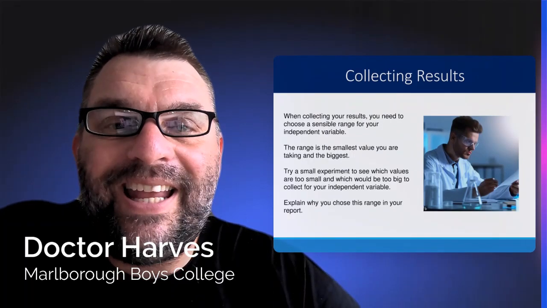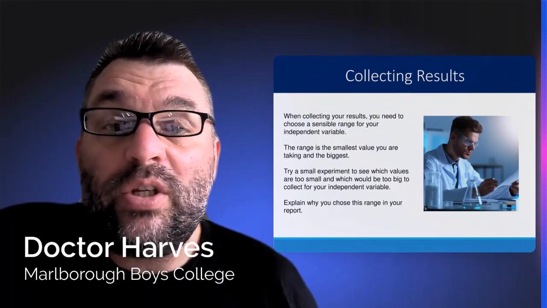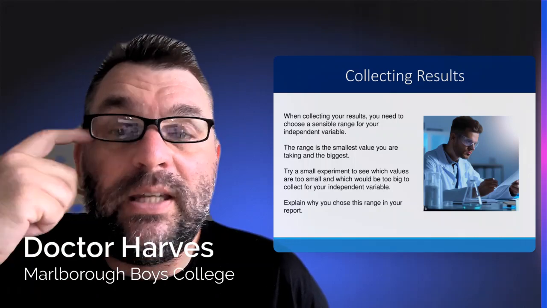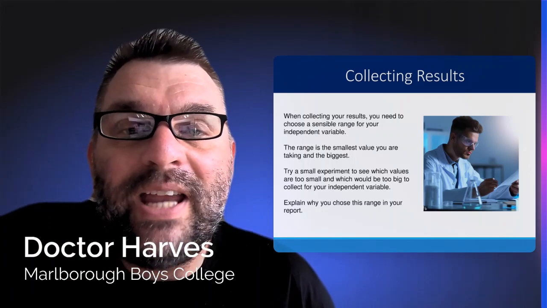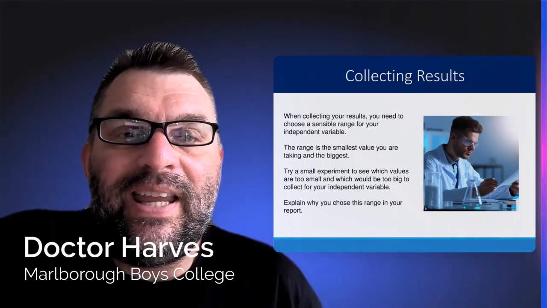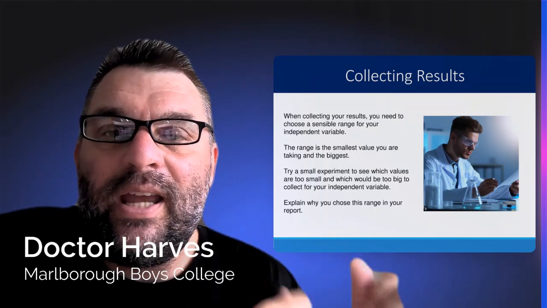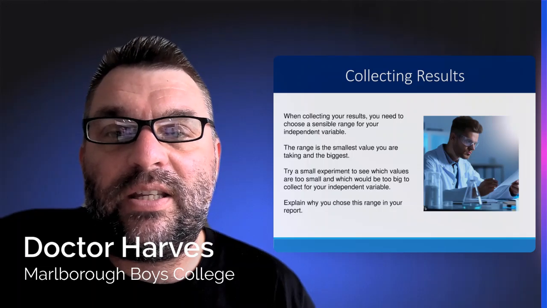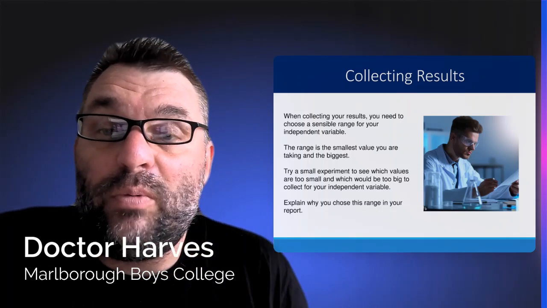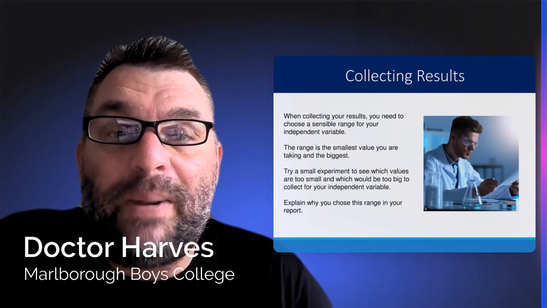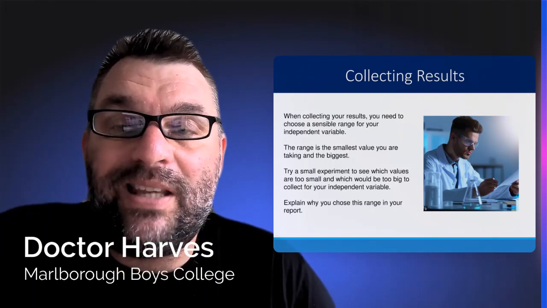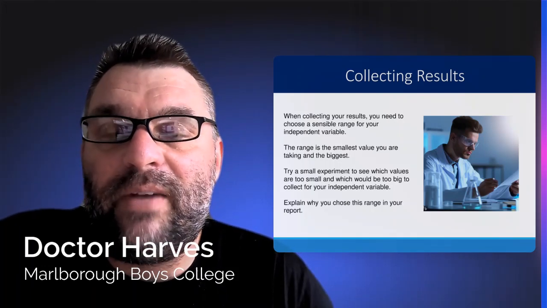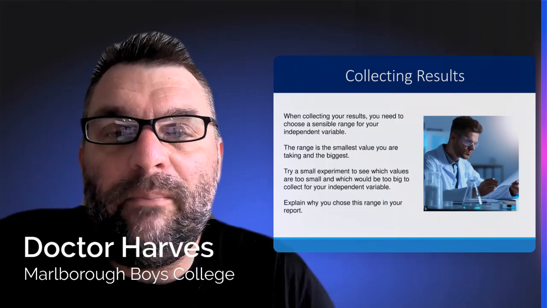So in terms of collecting results, you need to choose a sensible range for the independent variable. So what's a range? Well, it's basically the smallest value that you take and also the biggest value that you take. So you need to consider what would be sensible in terms of a value for your smallest value for your independent variable and what would be sensible for your biggest value.